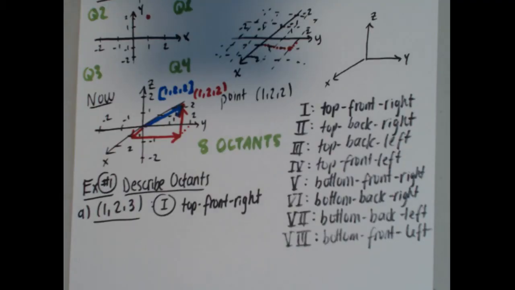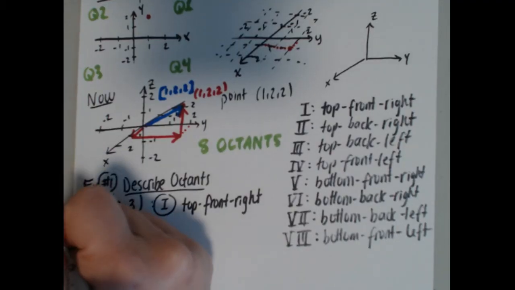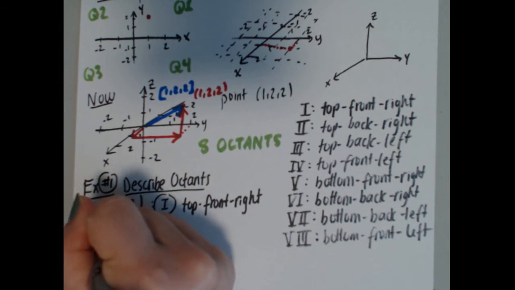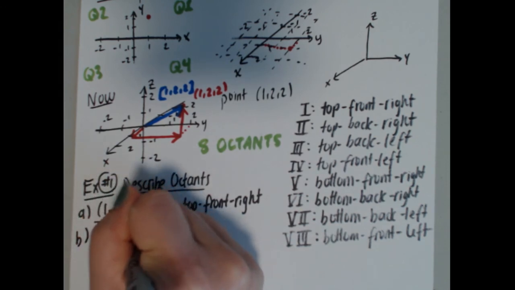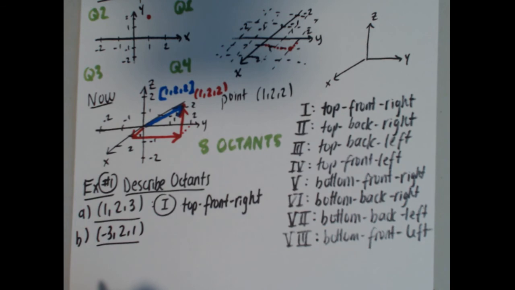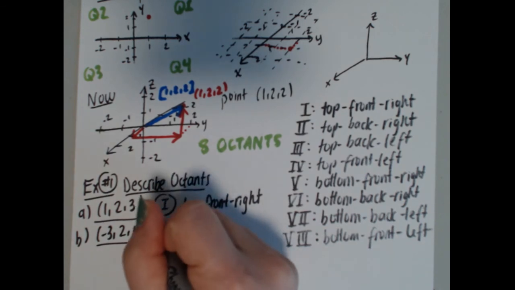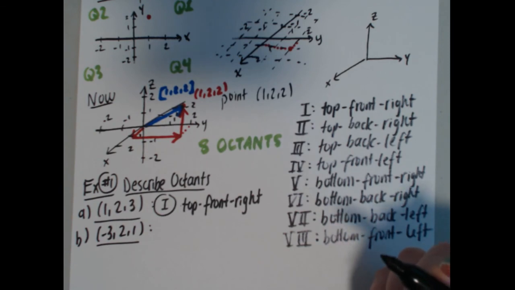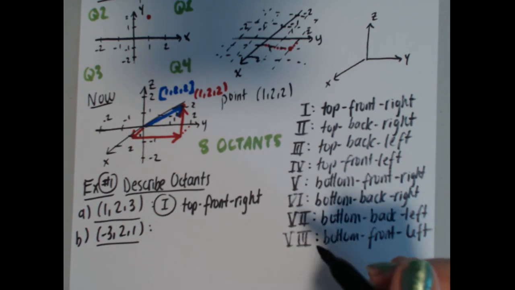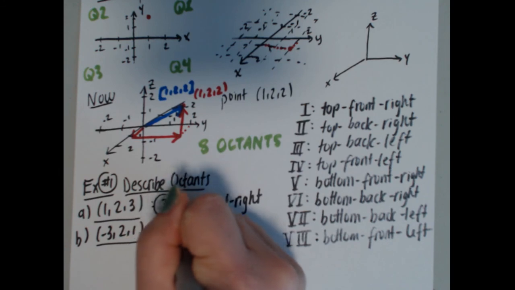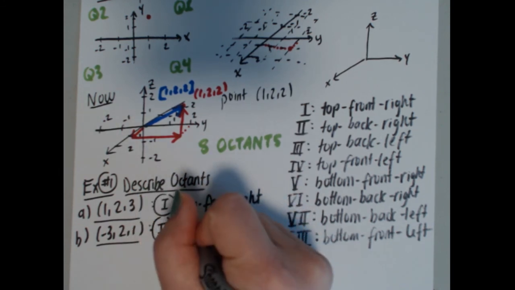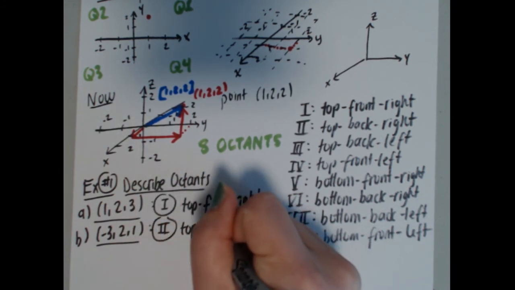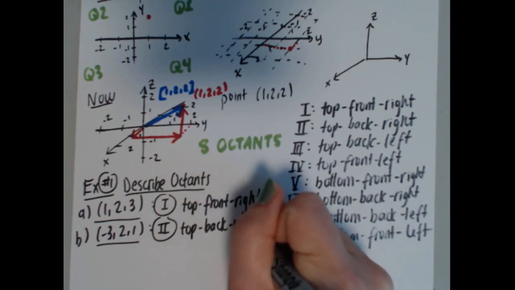Okay, we won't do this for every single one, but just to give you an idea. So for B, we have -3, 2, 1. X is negative, but y and z are both positive. If you want, feel free to pause the video and try to figure out where this is for yourself, and then come back to this. Well, this is going to be in quadrant 2. Okay, this is top, back, right.